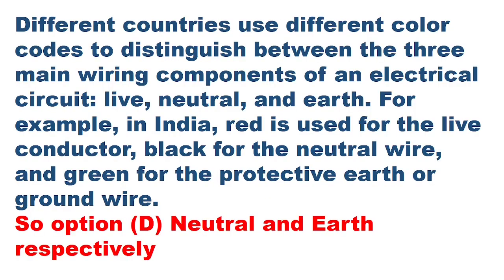Different countries use different color codes to distinguish between the three main wiring components of an electrical circuit, that is live wire, neutral wire and earth wire. For example, in India, red is used for the live conductor, black for the neutral wire and green for the protective earth or ground wire. So option D, that is neutral and earth respectively, will be the right answer.